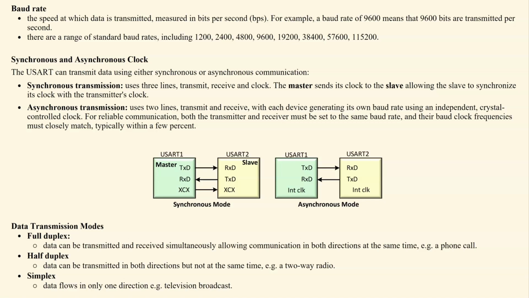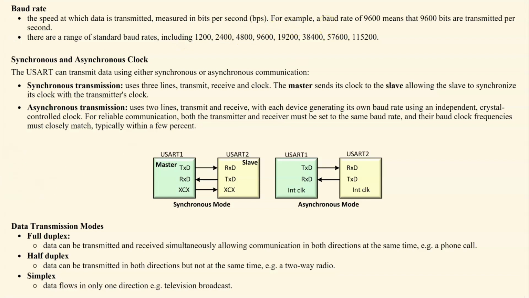The speed at which the data is transmitted is called the baud rate, and that's measured in bits per second. For example, a baud rate of 9600 means that 9600 bits are transmitted each second. There are a range of standard baud rates shown here.